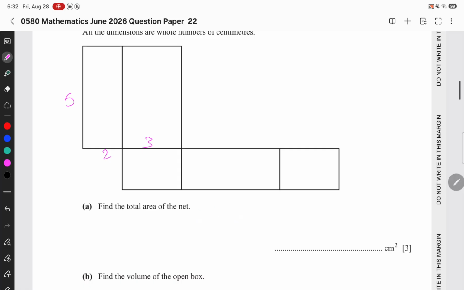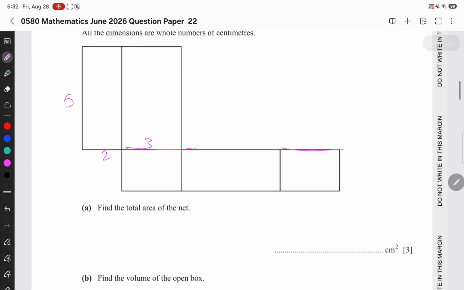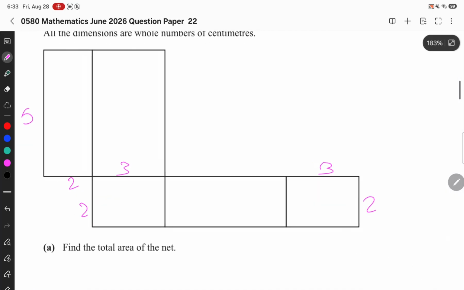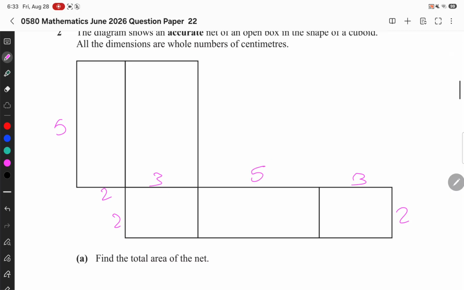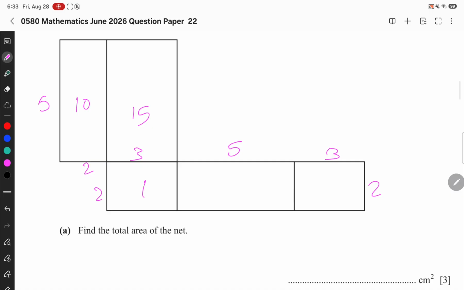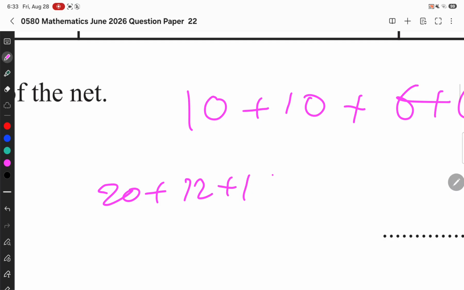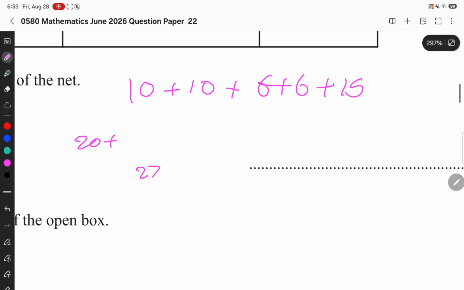Find the total area of the net. So we have 5 regions, and let's find their areas. First, this length is 3, this is also the same length, so this is also 3. This length is the same, so this is 2, and hence this is 2. These 2 lengths are 5. The areas are 10, 15, 6, 10, 6. So 10 plus 10 plus 6 plus 6 plus 15. This is 20 plus 12 plus 15. This is 27, this is 47.